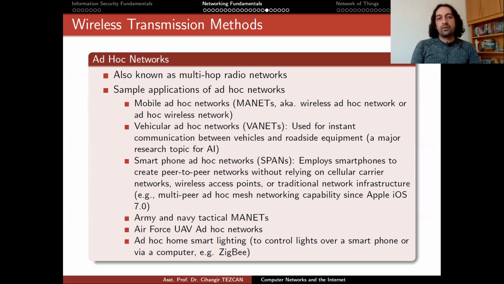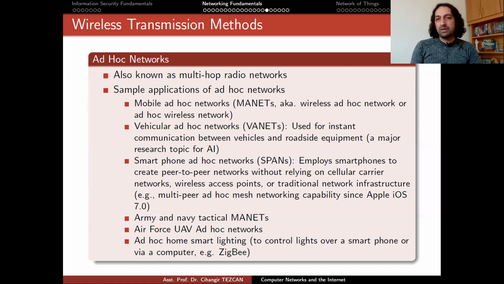But of course, for this you have to have a reason to participate, because using such a system might drain your battery or something. So there are many different solutions or suggestions for this kind of network. Another one is smartphone ad hoc networks. It employs smartphones to create peer-to-peer networks without relying on cellular carrier networks, wireless access points, or traditional network infrastructures.